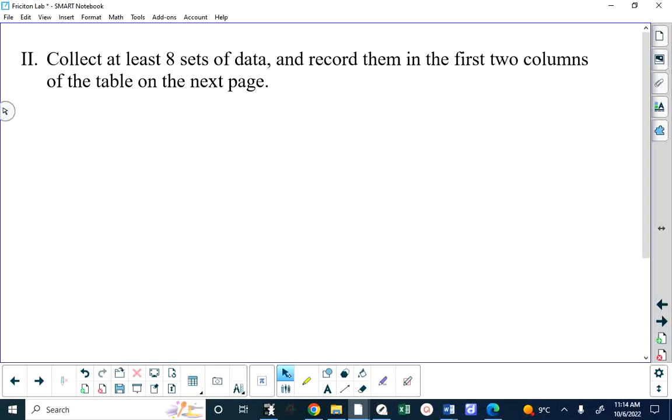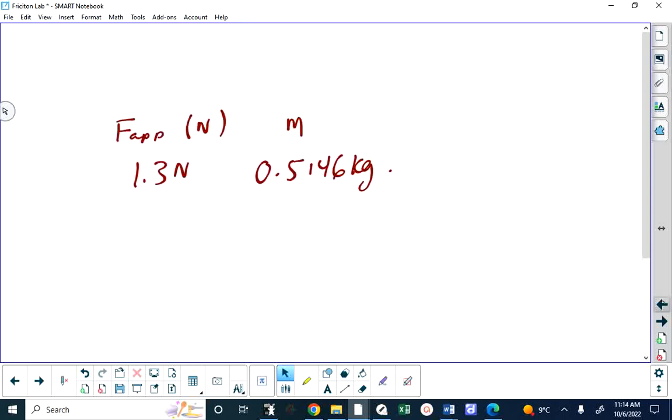This is your first data point, whatever it is. This block of wood is 514.6 grams. My next one is going to be 500 grams more. So here I'm going to have 1.0146 kilograms, which is 514.6 grams plus 500 grams. So these are going up by 0.5 kilograms each time. And I will repeat the experiment, and I will measure the new force.